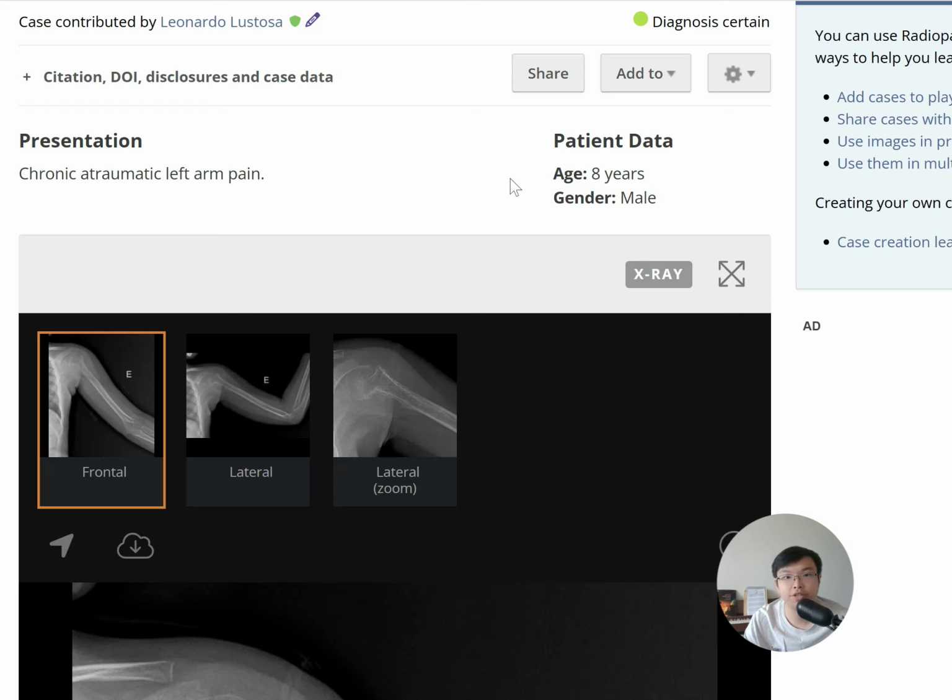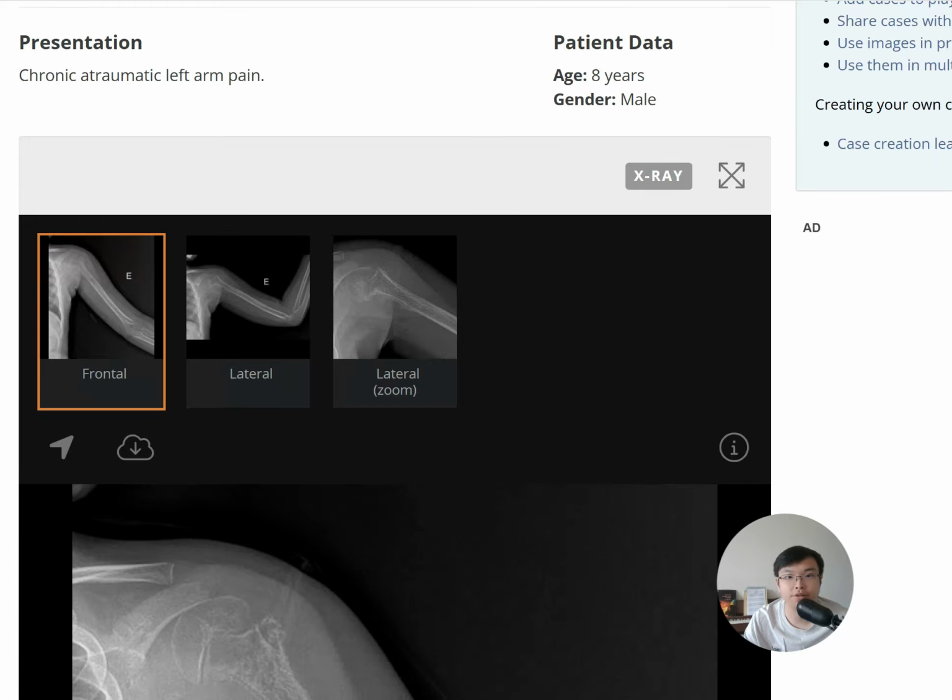Hello everyone, today we're going to take a look at this case also adapted from Radiopaedia. As you can see from the demographics, it is an 8-year-old male patient presenting with chronic atraumatic left arm pain. So first of all, we can analyze the presentation.